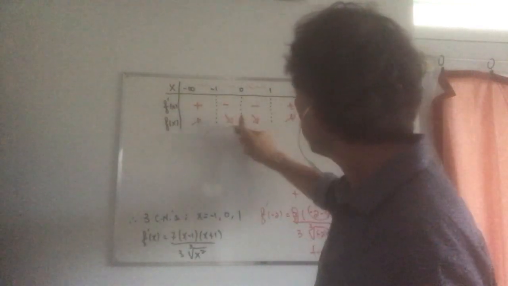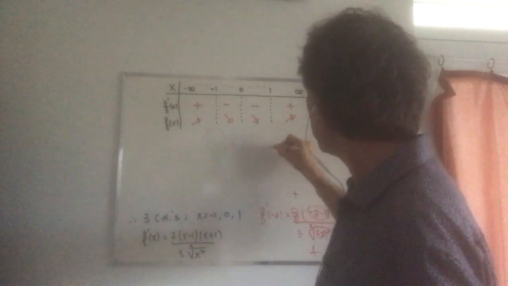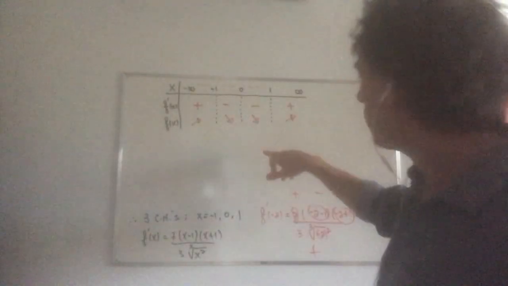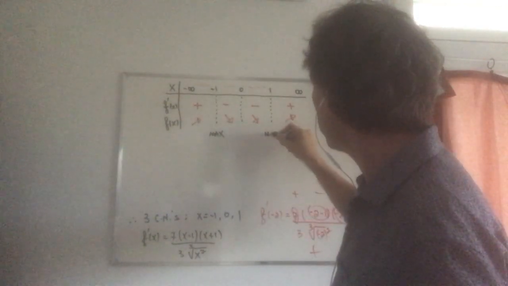In here, down, down, nothing happens. And here, down and up. What do you call that point? That point is actually a local minimum. So we have what we were searching for: local max right here, this is nothing, and this is a local min.